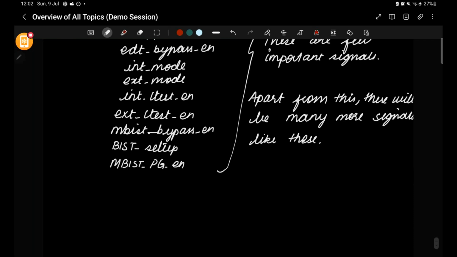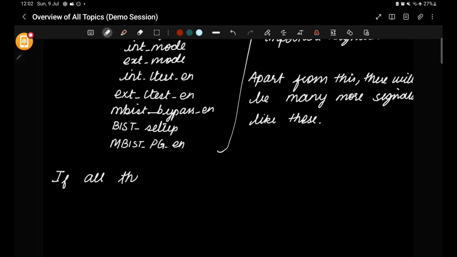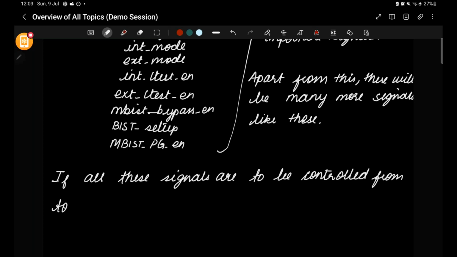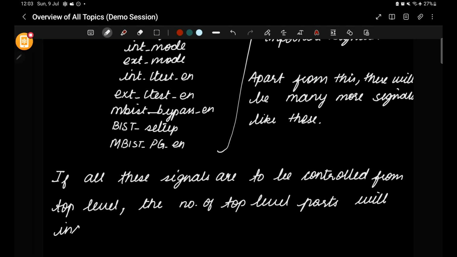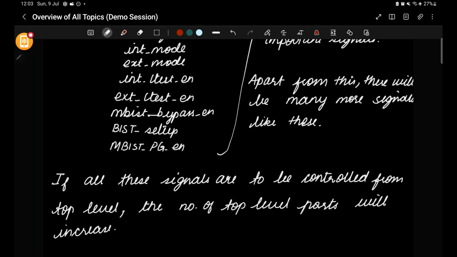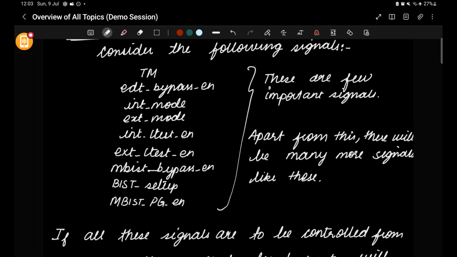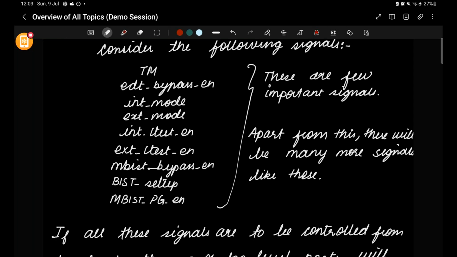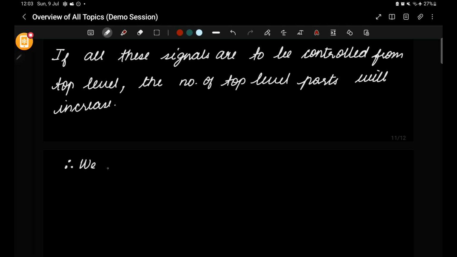Now if all these signals are to be controlled from top level, then the number of top level ports will increase. Therefore, we use JTAG to internally control these signals.